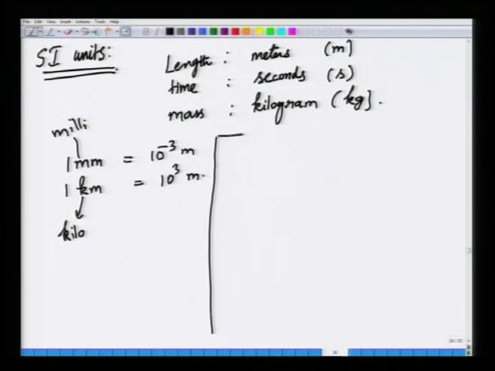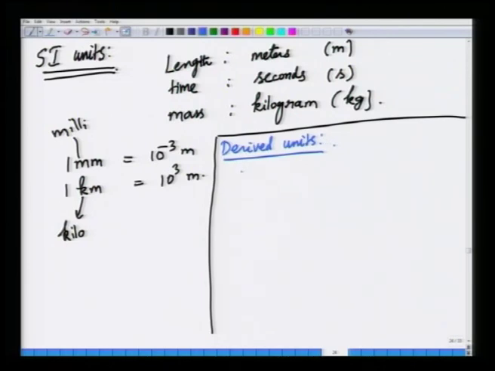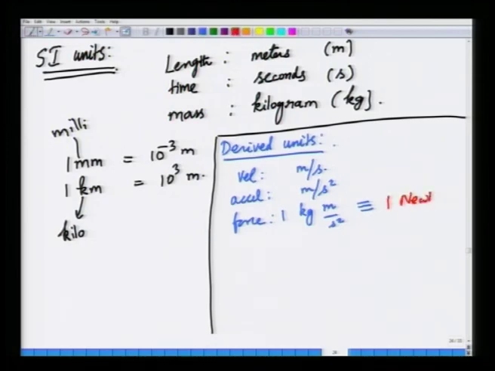The derived units of various quantities of interest are as follows. Velocity is length per time, it is meter per second. Acceleration is meter per second squared. Force is mass times acceleration. So, it is kilogram meter per second squared. So, 1 kilogram meter per second squared is defined as 1 Newton or 1 N.